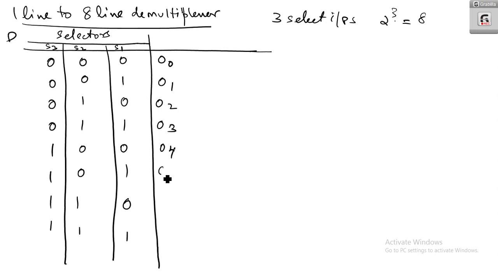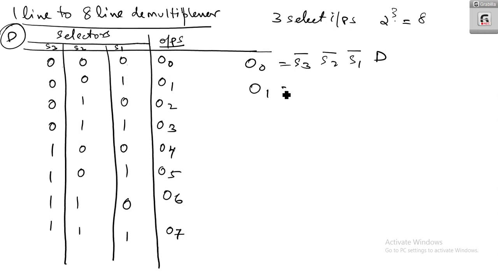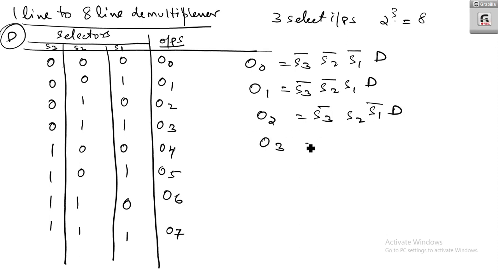But actually what is O0? O0 means S3 bar S2 bar S1 bar along with D. So you should write O0 is S3 bar S2 bar S1 bar, but here you have forgotten the data, so you have to take the data also, D. Now what is O1? O1 is S3 bar S2 bar S1 D. What is O2? O2 is S3 bar S2 S1 bar D. What is O3? O3 is S3 bar S2 S1 D.